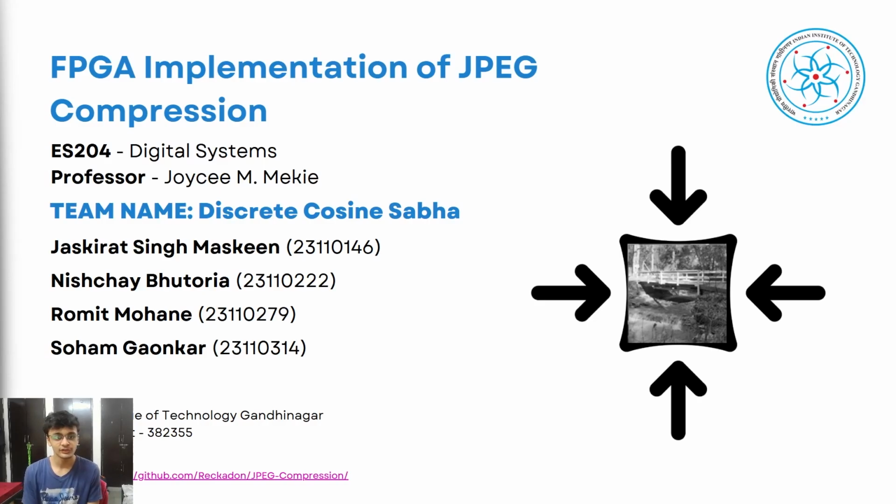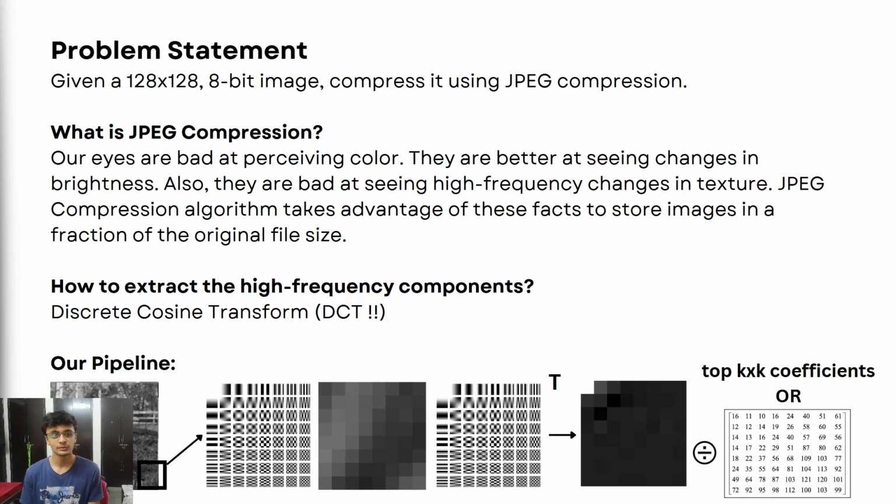Hello, our project is an FPGA-based implementation of JPEG compression done as part of the ES204 Digital Systems course under the supervision of Joycey ma'am. Our team consists of Jaskirat, me, Nishchay, Romit, and Soham. The aim of our project is to compress a grayscale image using JPEG compression techniques and implement this pipeline on an FPGA. Let's start with the problem statement.